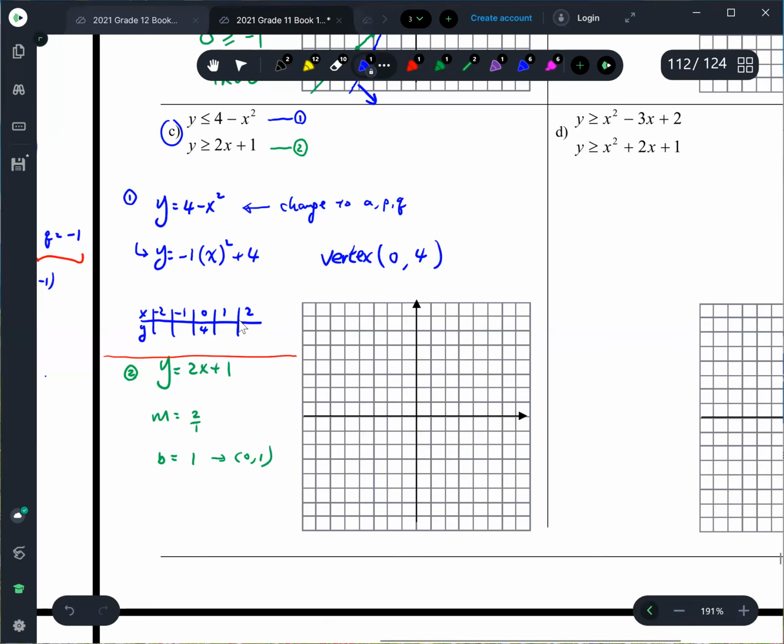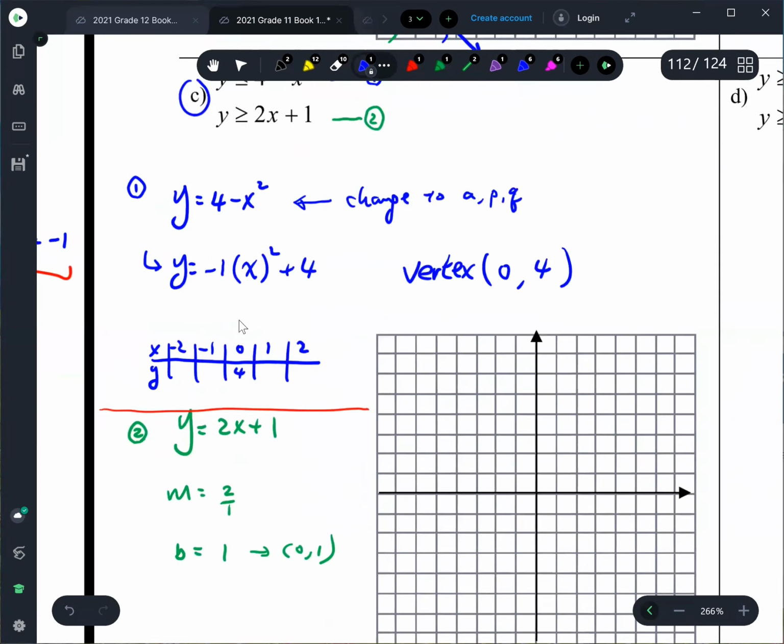Okay, Wilson, do you have the table for the problem? Oh, I'm almost finished. Give me a second. Okay, let me know when you have it.